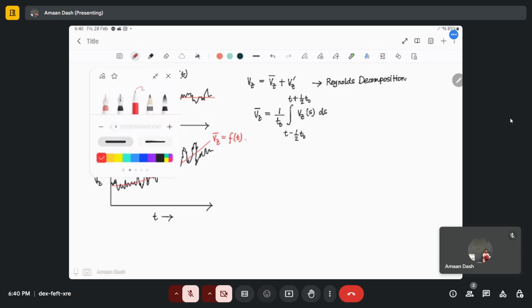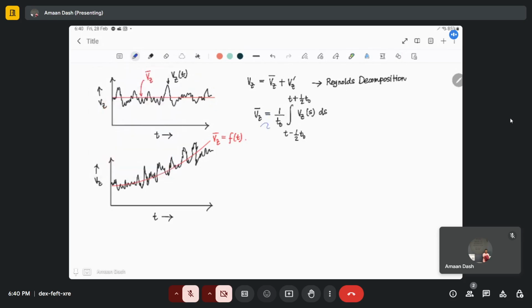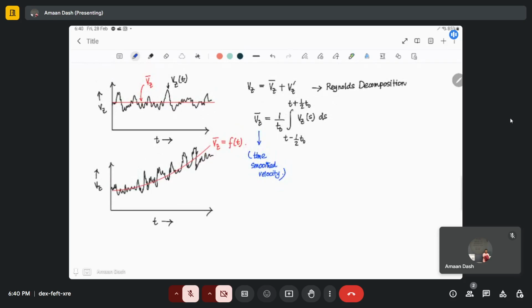And this term that we have now, this Vz bar, is nothing but the time smooth velocity. But for our cases, we will be considering that it is independent of time. This time smooth velocity is independent of time.